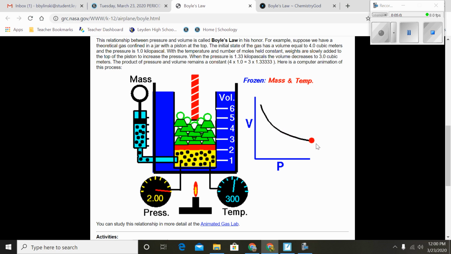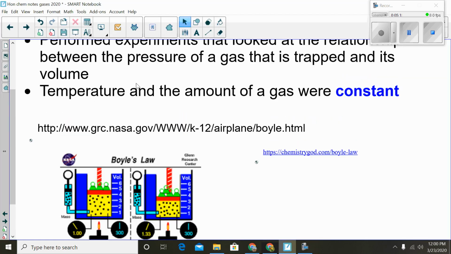So this graph where it's curving downward is called an inverse relationship. So they're opposites, right? What you do to one is not going to happen to the other. The other is going to have the opposite effect. So this is what Boyle was originally looking at.